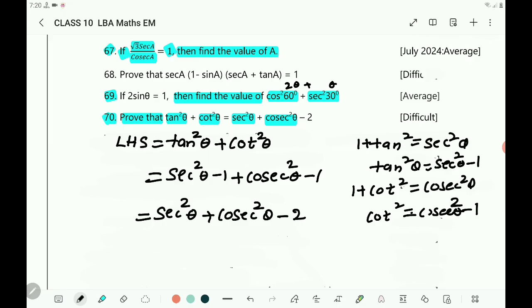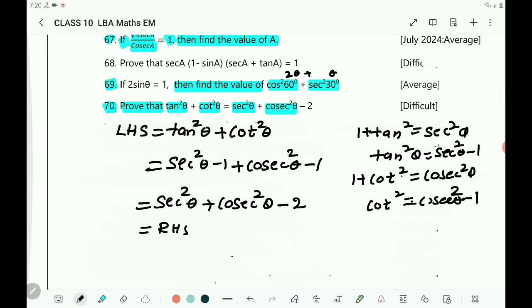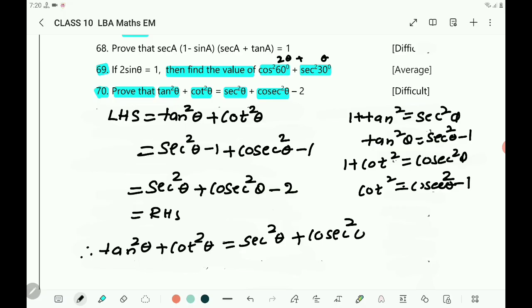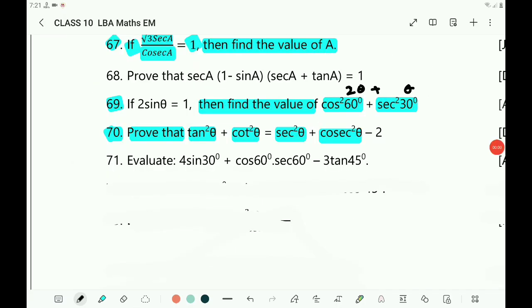So you got RHS, that is equal to RHS. Therefore you write, therefore what? Tan square theta plus cot square theta is equal to secant square theta plus cosec square theta minus 2.